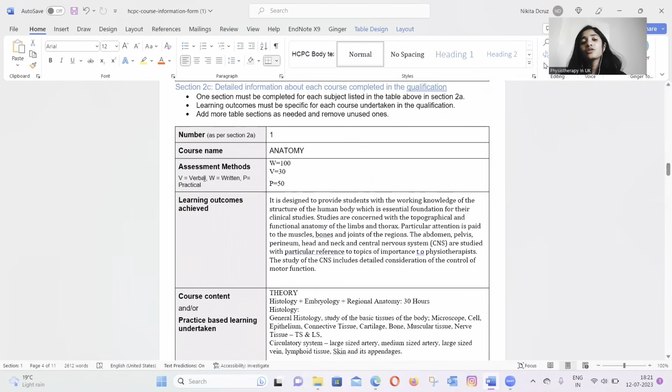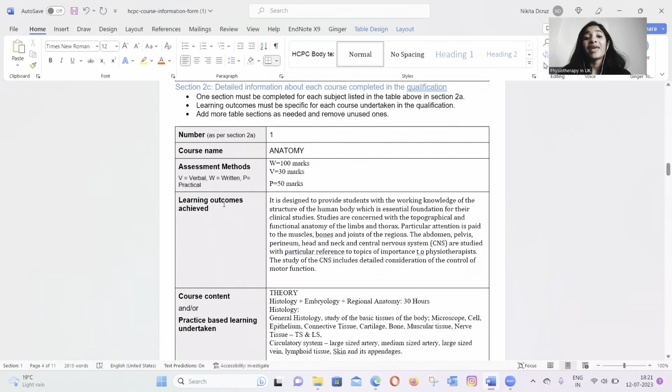Now, it further goes on to ask me how I have been assessed within this particular course, whether it was a verbal assessment, a written assessment, or a practical assessment. And that's exactly what I'm going to write. For the written bit, I had 100 marks. For the verbal bit, I had 30 marks. And for the practical bit, I had 50 marks. So this is what you want to write over here in terms of your assessments. How were you assessed for each individual subject or for each individual module.